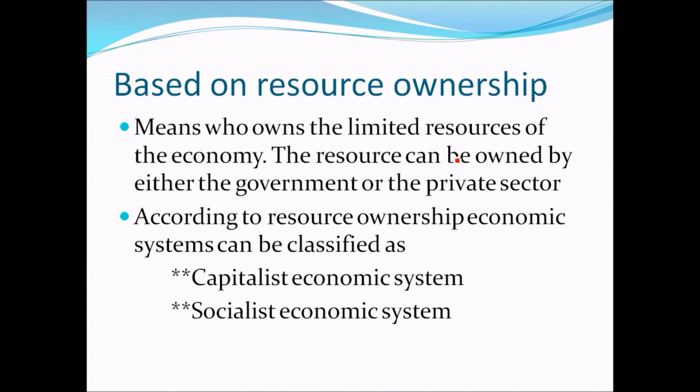Let's see how the economic systems are classified based on resource ownership, or according to the ownership of properties or resources. In the economic system, the productive resources can be owned either by the private sector or the government sector. So depending on who owns the resources, there are two types of economic systems: capitalist economic systems and socialist economic systems.